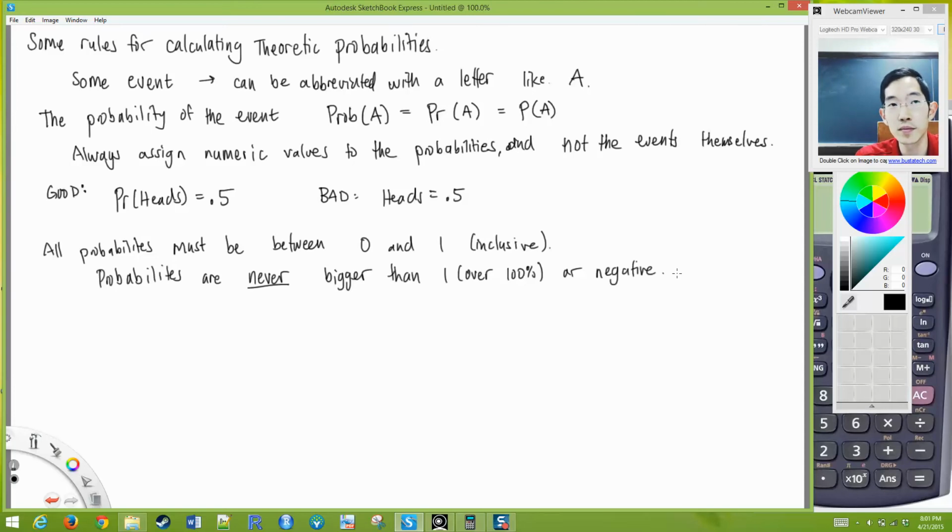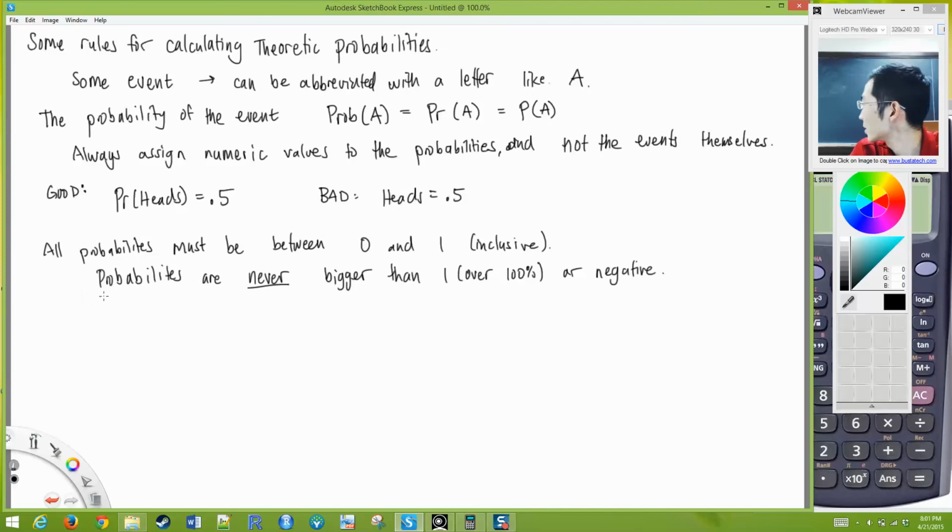Yes? Where it says always assign numeric values to the probabilities, let's say and. Yeah, and not the events themselves. I'm thinking. You're making me self-conscious about my penmanship here. Go home, download some second grade worksheets and trace letters. Okay. Follow the dotted line. Life is hard.